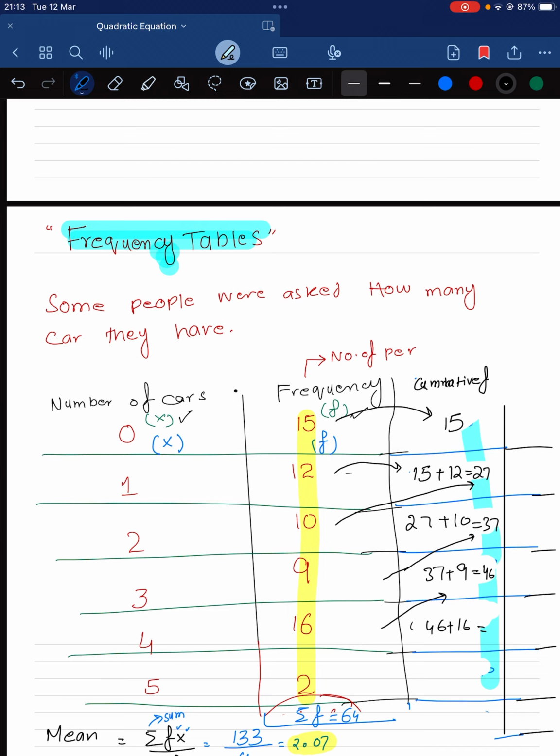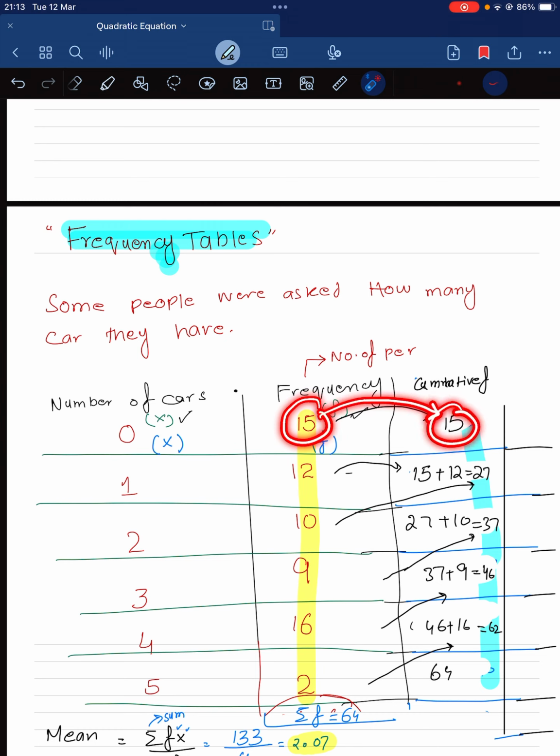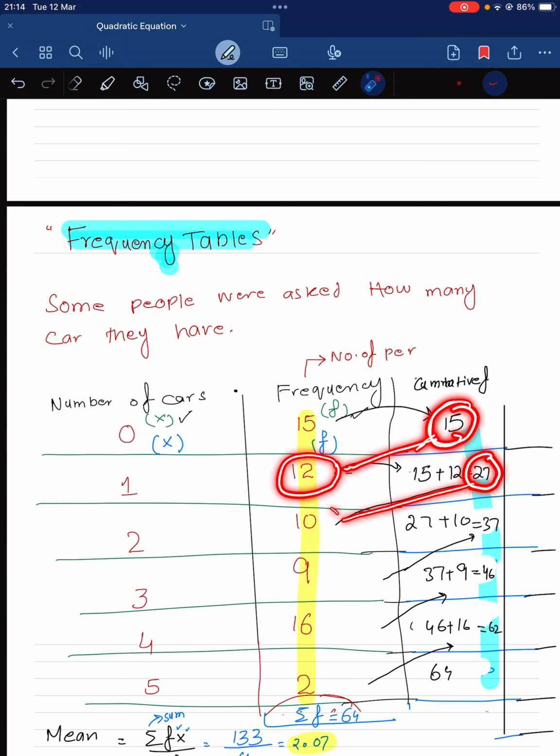Let me confirm. 46 plus 16 is 62. Then you add the next quantity, and it's 64. This is how we find the cumulative frequency column. For the first frequency you write it as it is, then you add the first two terms, 15 and 12. The first entry of the cumulative column and the second entry of the frequency column, if you add them you will get this one. Then you add these quantities. In the same way you keep repeating this and you will get this value.